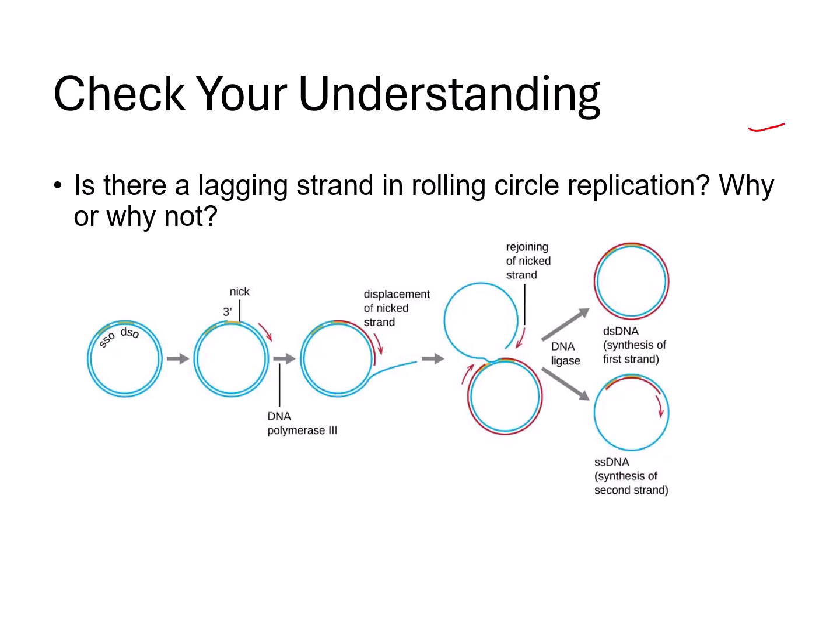So our next checkpoint asks if there's a lagging strand in rolling circle replication, and the answer is no. There is no lagging strand in the initial rolling circle synthesis. The process is unidirectional and it's continuous around that circular DNA template. One strand will be displaced, but it's later copied separately, but not in short Okazaki fragments, so no lagging strands.